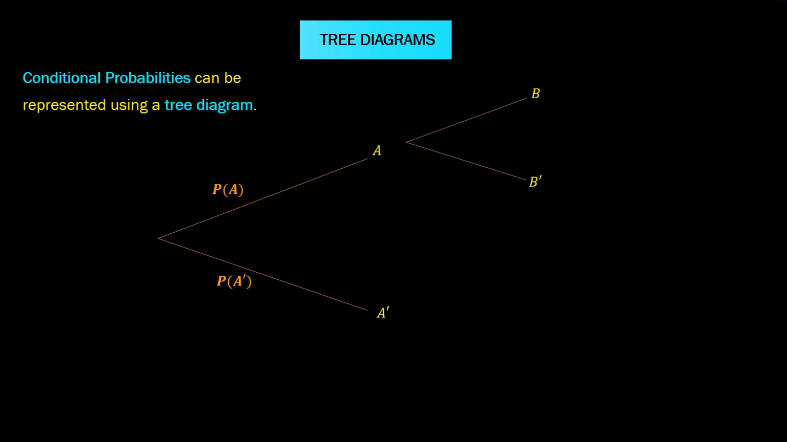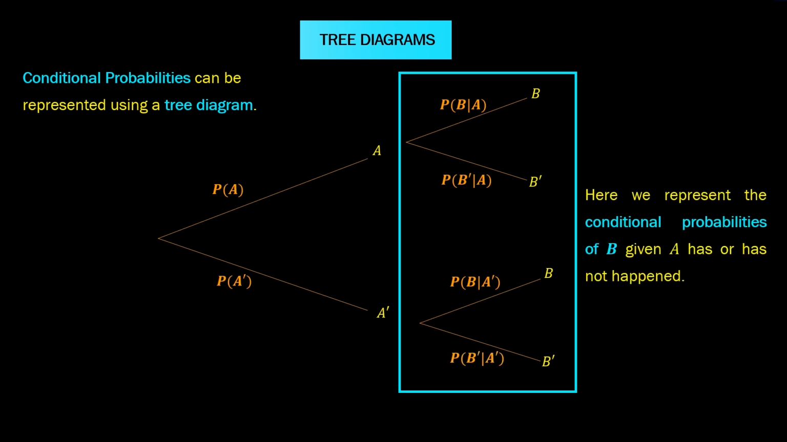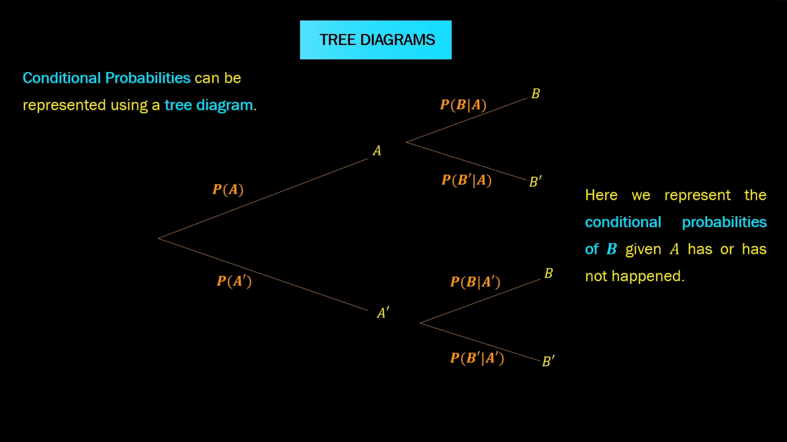So here's one branch coming off the A branch, and here's the probability of B given that A has taken place, and the probability of not B given that A has taken place. And similarly, the branches coming out of the not A part. Here we have probability of B given not A, and here we have the probability of not B given not A. So here we represent the conditional probabilities of B given that A has or has not happened.